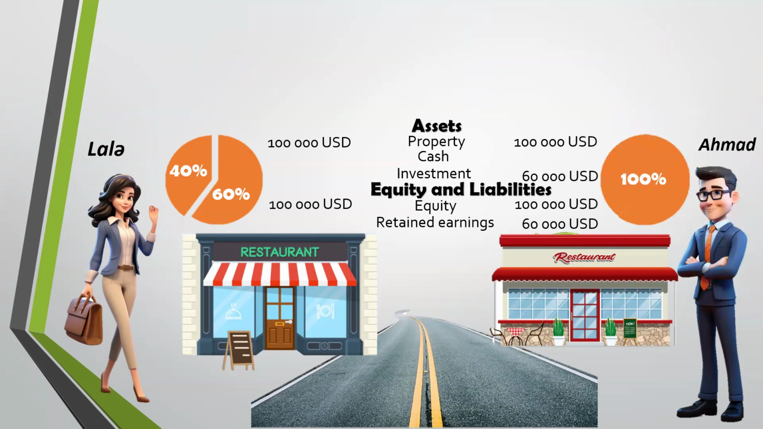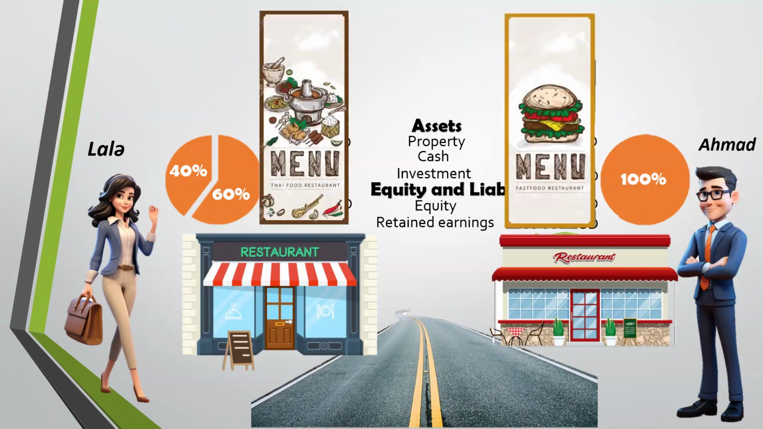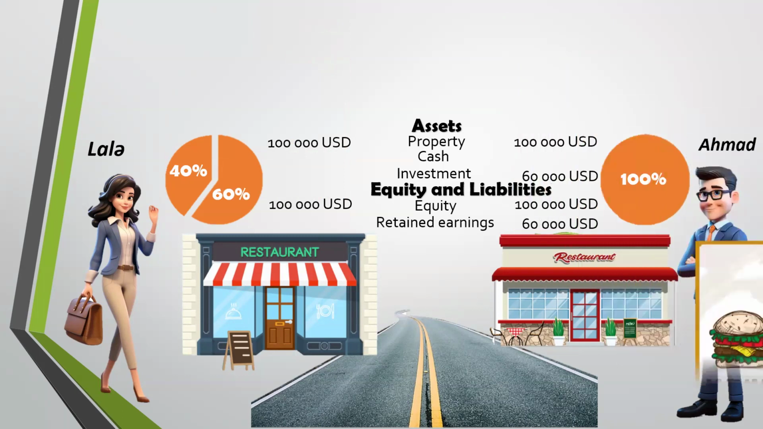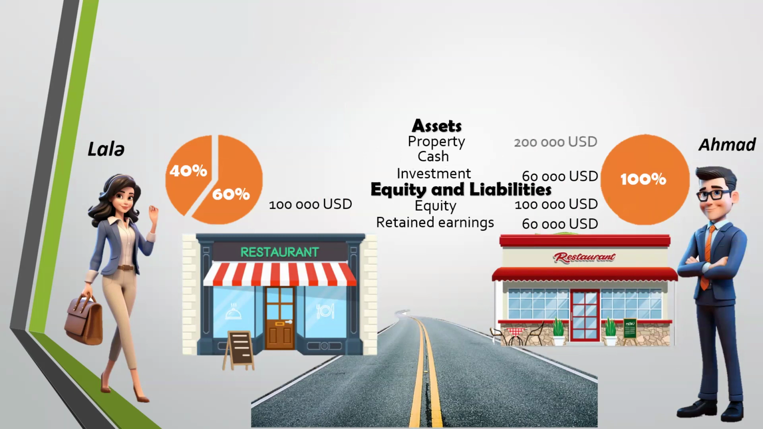Let's look at another example. Two menus are offered. One is deemed successful by Lala and the other by Ahmed. Again, since Ahmed has the majority of the shares and votes, the restaurant will present the menu supported by Ahmed. This means that the assets in the company are managed by Ahmed. For this reason, when we create a single report, we collect all the assets.